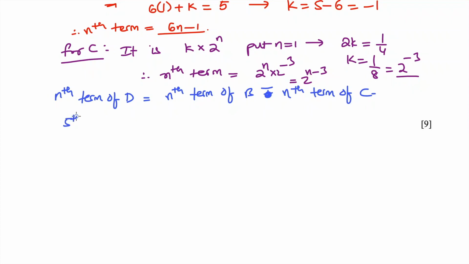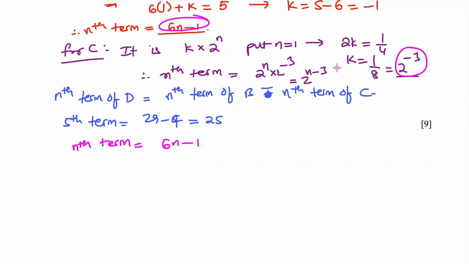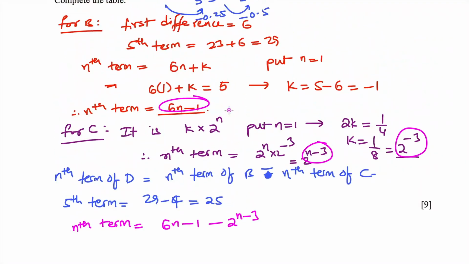And so therefore fifth term would be equal to 29 minus 4, which is 25, right? And now the nth term would be equal to nth term of B, which is 6n minus 1, and the nth term of C, which is 2 power n minus 3, and so let us write it there.